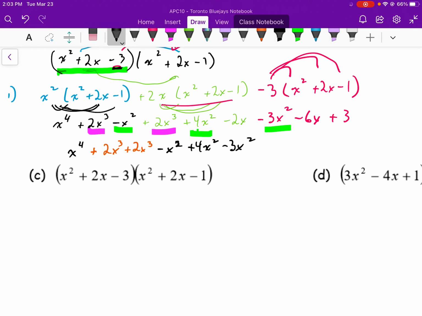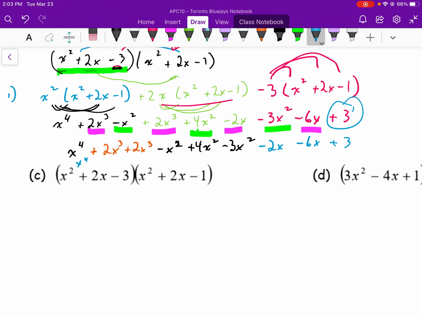And what is left over? Well, we have the exponent, or the power, just x. So minus 2x minus 6x. And what is left over is the constant of 3. Wow. This is a lot of work. But now I have it organized in small chunks.